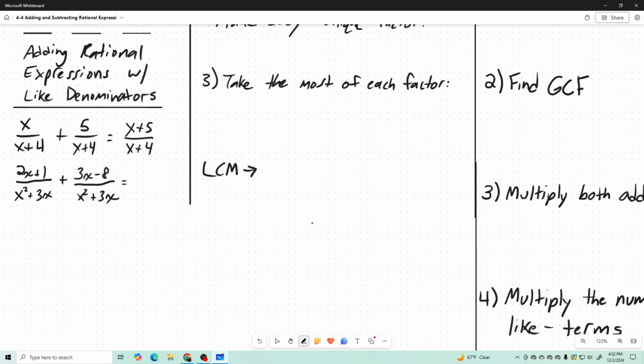You'll recognize that x plus 5 is simply x plus 5. There's no like terms we can combine or anything like that. So this is literally our answer. There's nothing more we can do to this.